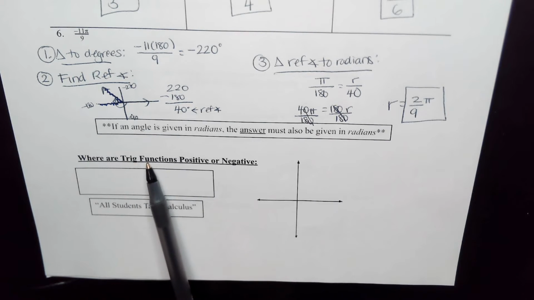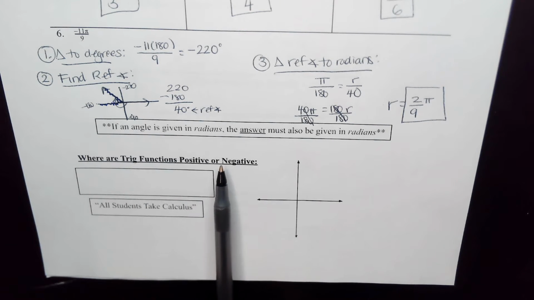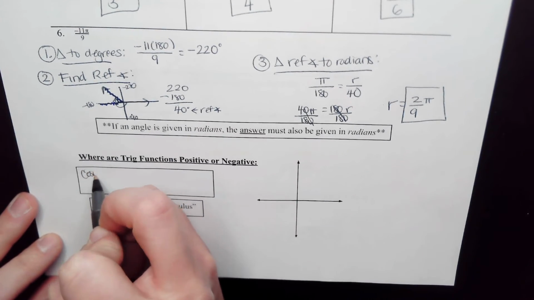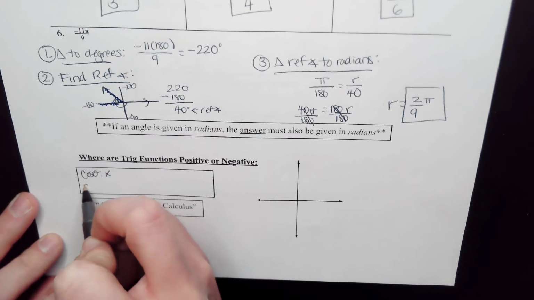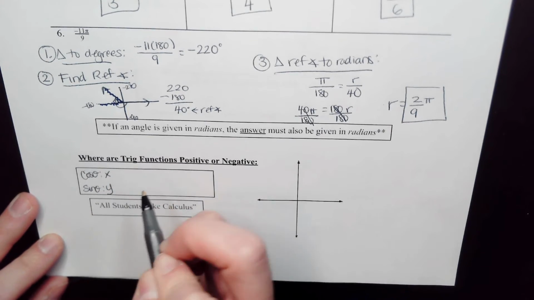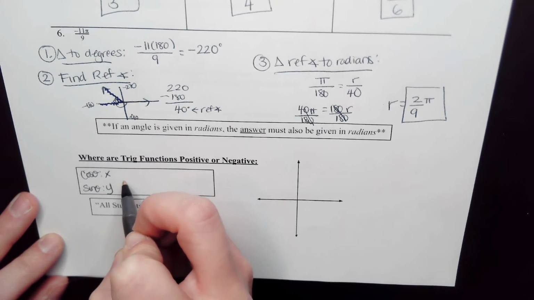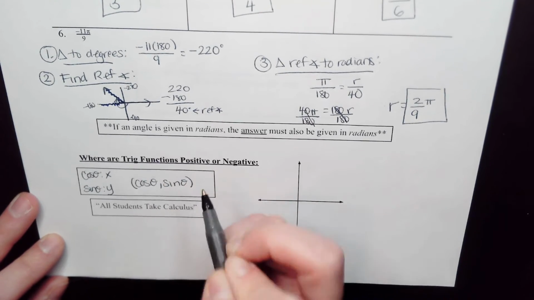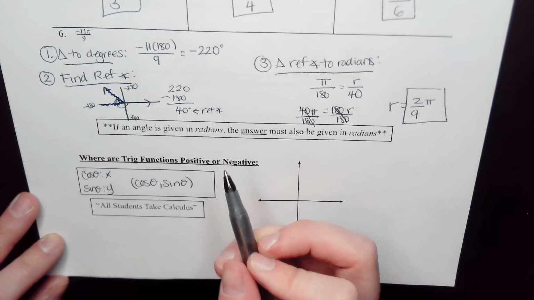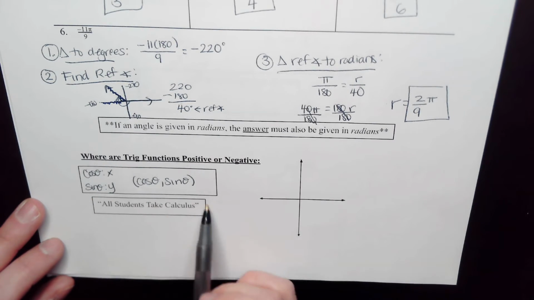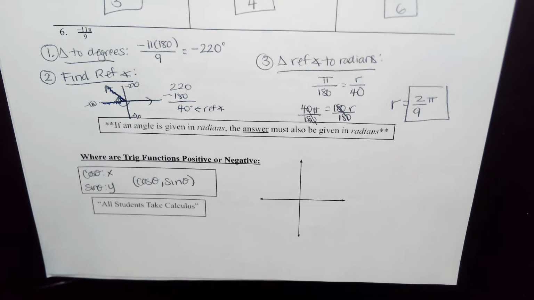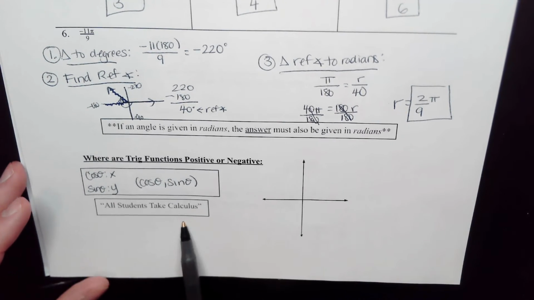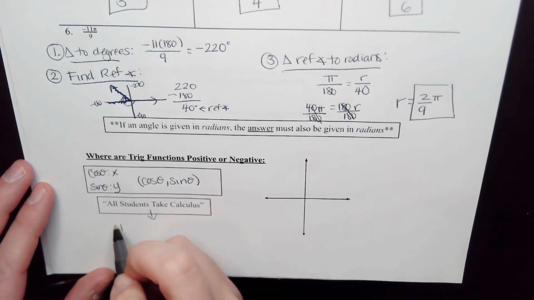All right, so here we have where our trig function's positive or negative. Again, you want to remember that the cosine of theta is your x coordinate, and the sine of theta is your y coordinate. So as an ordered pair, it's going to be cosine theta, sine theta, or x comma y. This right here, all students take calculus. Sorry if you hear the drilling. All students take calculus.